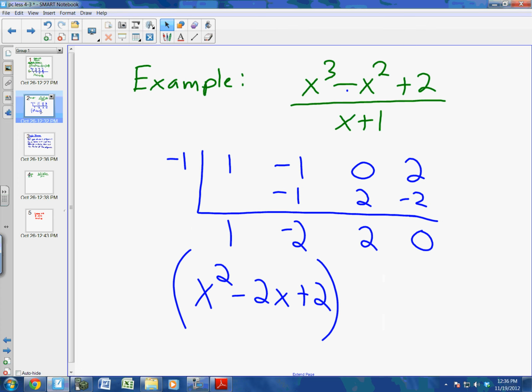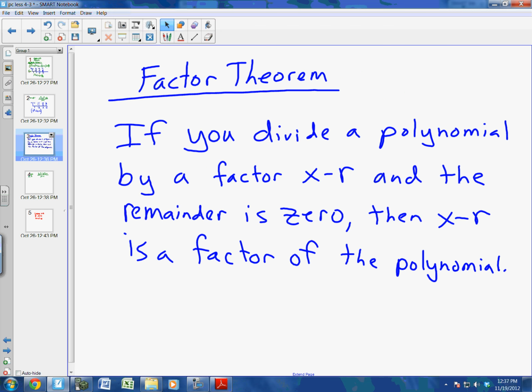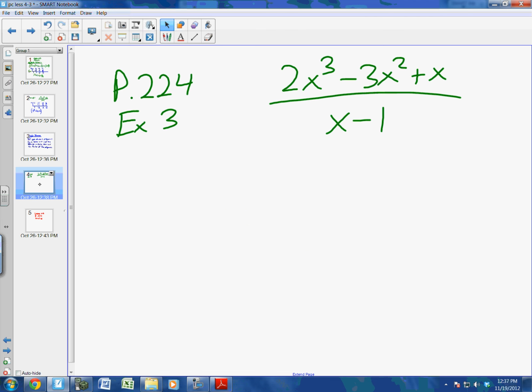So going back to this problem, x plus 1 is a factor of x cubed minus x squared plus 2. Why? Because the remainder was 0. That's what it's saying. Pretty simple, right? Okay? Because in your book, this is how it says it, and you need to understand math talk. Okay. Let's do this one.